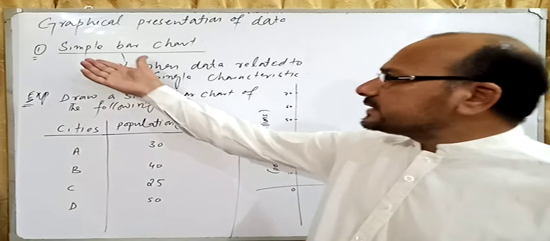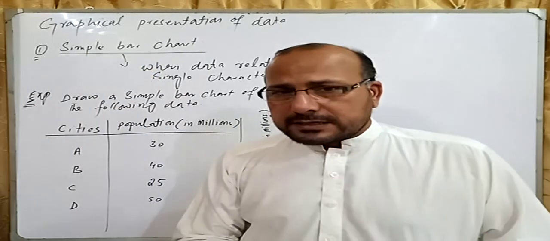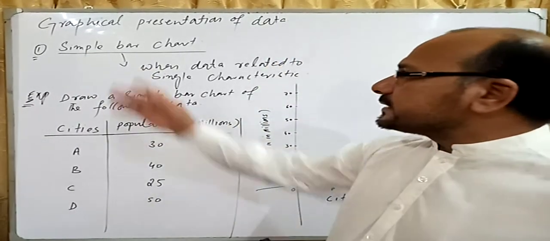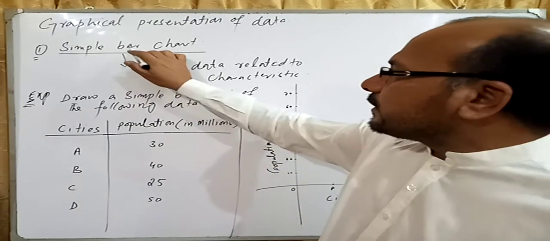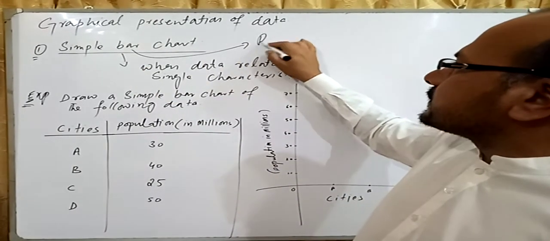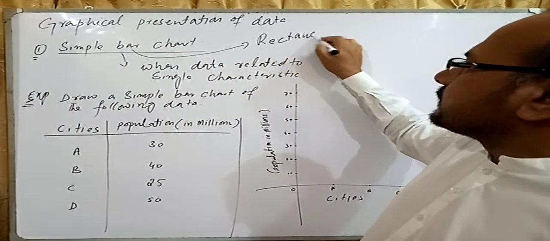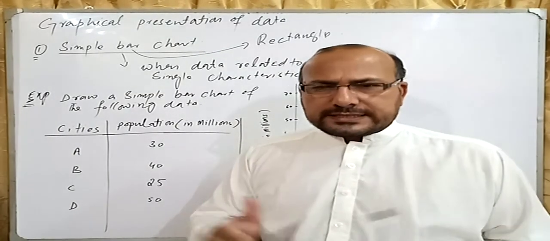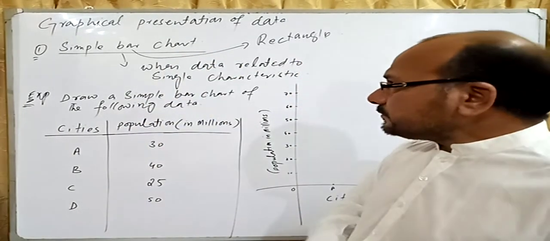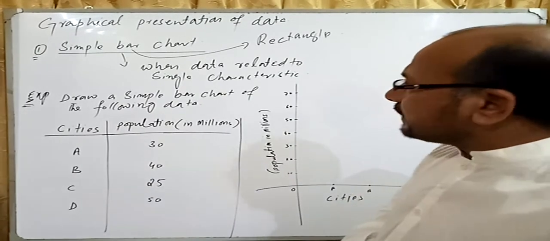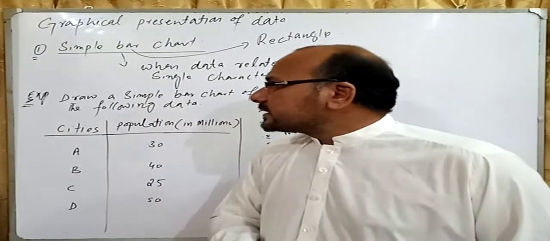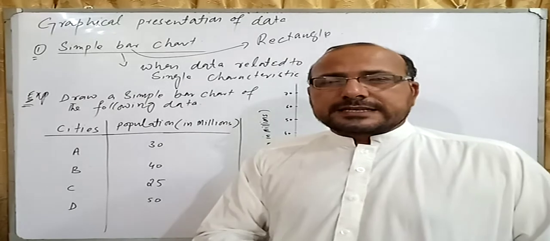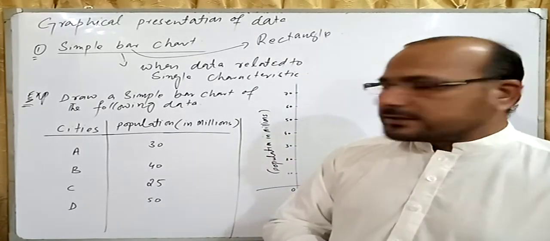So the first chart is called a simple bar chart. Bar basically means a rectangle. You can call it simple rectangles. Rectangle means mustatil. So the graphical presentation of data: the first one is a simple bar chart, or you can say simple rectangular chart.